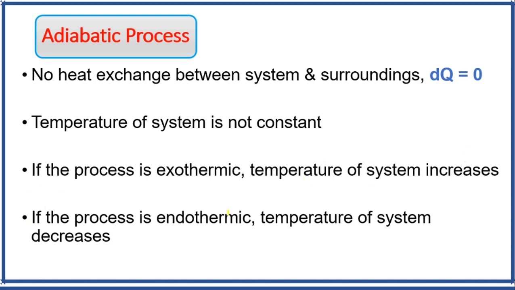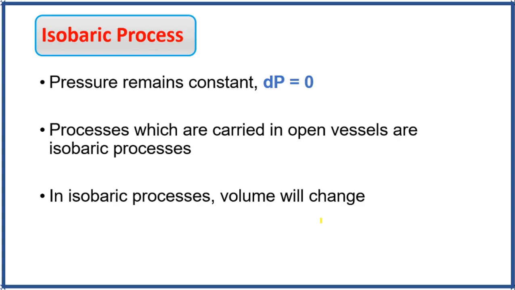For example, if the process is endothermic, so that means what? Heat cannot be supplied from the surroundings here. So the system itself has to utilize its internal energy for that heat. So therefore what happens? The temperature of the system decreases because it is utilizing its internal energy. So in the adiabatic process, there will not be heat exchange between the system and surroundings, whereas the temperature will not remain constant. Then the isobaric process.